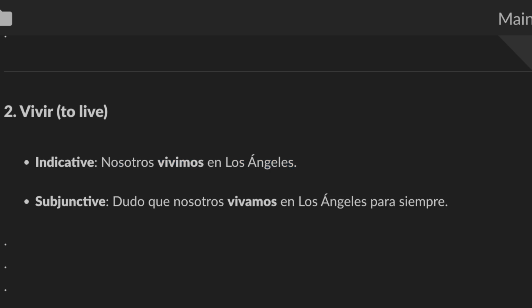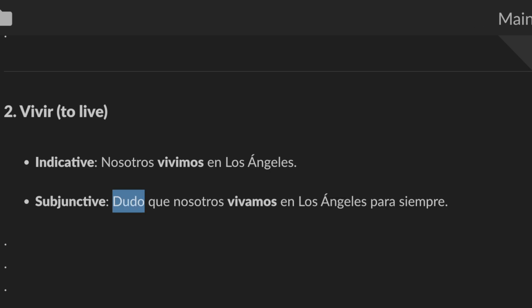The subjunctive is saying, "Dudo que nosotros vivamos en Los Ángeles para siempre." I doubt that we live in Los Angeles forever. We live in Los Angeles now, but I doubt that we'll be here forever. Doubt, doubt, doubt. That's the trigger word here. The subjunctive is used to communicate doubt, as well as wishes or desires or emotions. So this was a trigger word.